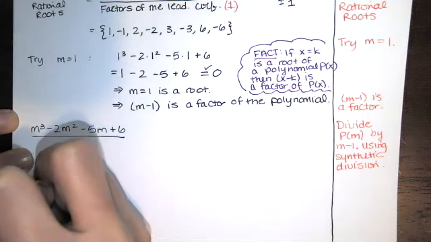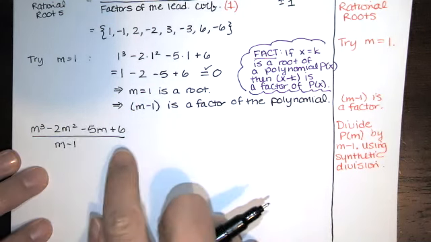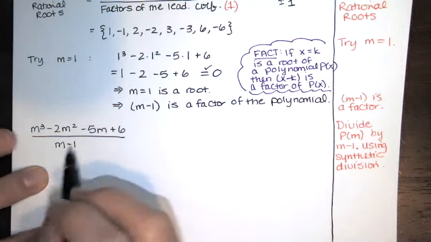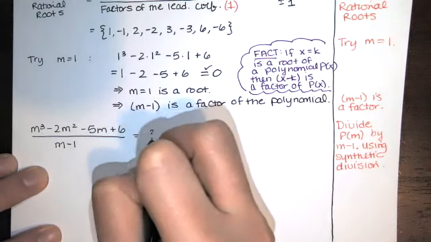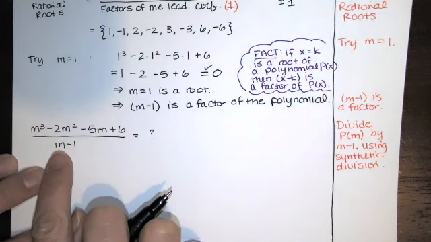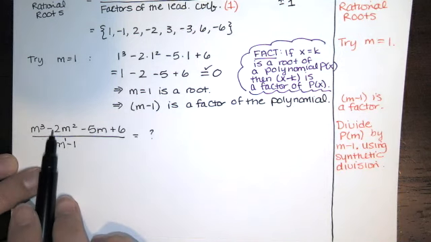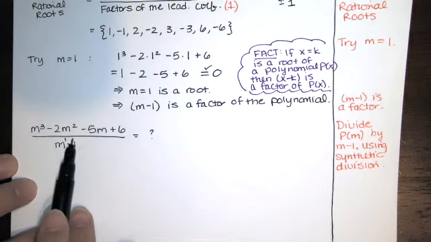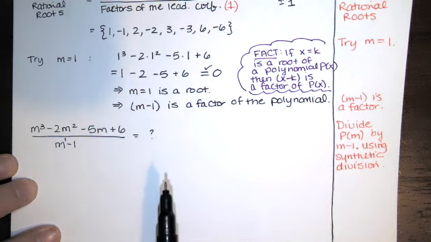And my goal is to factor it. So I'm asking myself, this is equal to m minus 1 times what? Or alternatively, this divided by m minus 1 is equal to what polynomial? Since this is a degree 3 polynomial, and we're dividing by a degree 1 polynomial, the resulting quotient is going to be degree 2. It's this degree minus this degree. So in order to find this function over here, we're going to use synthetic division.